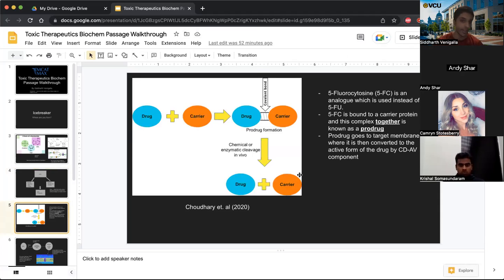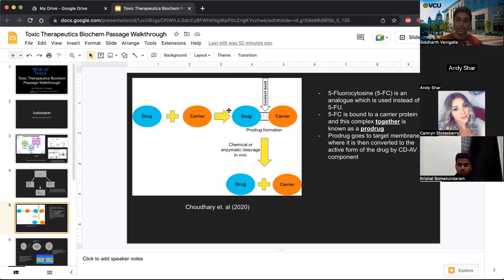How we do that is they have an innovative way called a prodrug. This is where you take a drug and you bind it to another protein called a carrier. When that drug and carrier come together, they form this thing called a prodrug. This prodrug carrier complex is only going to bind to specific cancer cells. It's not going to bind to all the cells. It's only going to bind to the specific cells that we want to bind to.